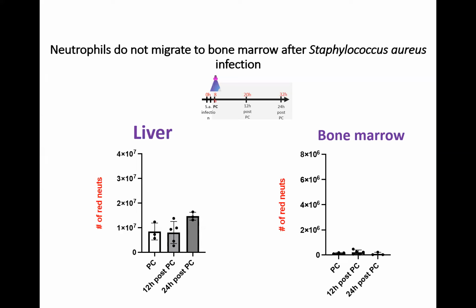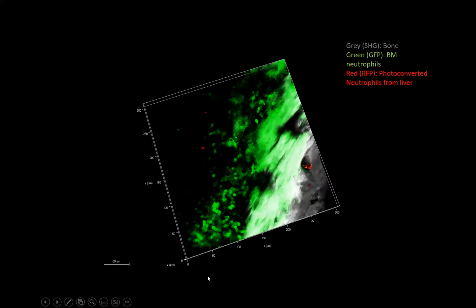I will tell you one fascinating observation we made that we still don't understand. If we make a lesion and we have bacteria in it, the neutrophils never leave that site. They never go back to the bone marrow. We cannot find them in the bone marrow. So it's kind of interesting. The system, we know, is complex, and yet this model is very, very simple.